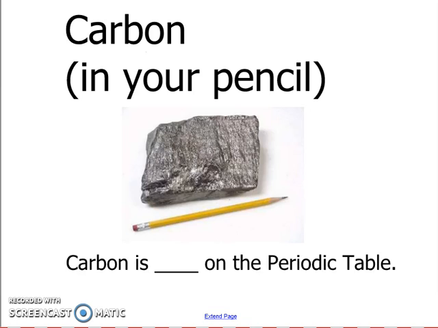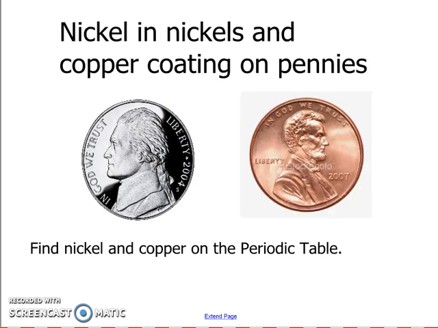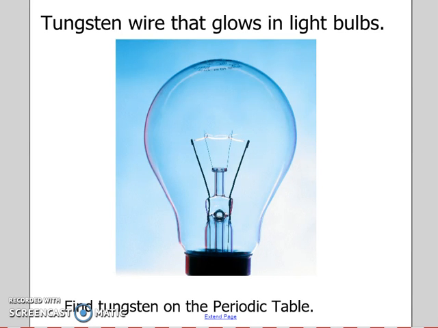Carbon in your pencil. So we call it lead because it used to be made up of lead, which is an element on the periodic table. But with scientific advances, we figured out it was kind of dangerous for people. So it's actually graphite, which is a form of carbon. That's one element. Gold or silver in jewelry. That's a specific element. Nickel in nickels and the copper coating on pennies are one element. Tungsten makes up the wire that glows in light bulbs, which is an element on the periodic table.